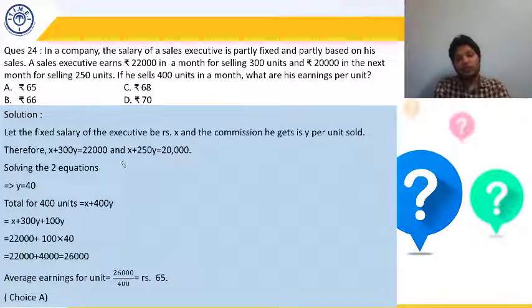There is one more approach to solve such questions, where we need not do two variables, two equations, and need not solve two variables, two equations.